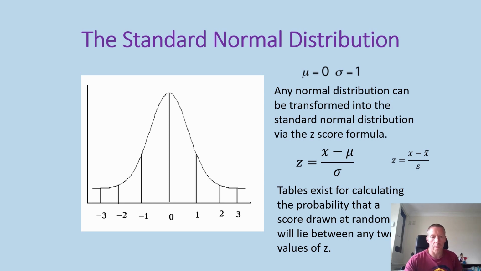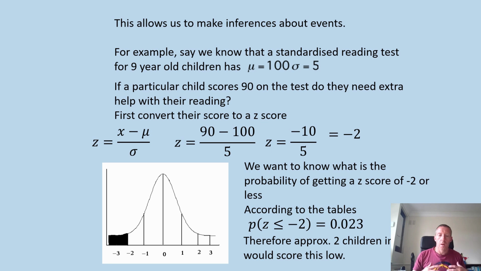So that's all quite theoretical. Let's look at a Z score example. We can work out the Z score for individual scores or individual data points. For example, say that we know that a standardized reading test for 9-year-old children has a mean of 100 and a standard deviation of 5. So mu is 100, sigma is 5. That's the population mean and standard deviation. So it's obviously been standardized extensively.